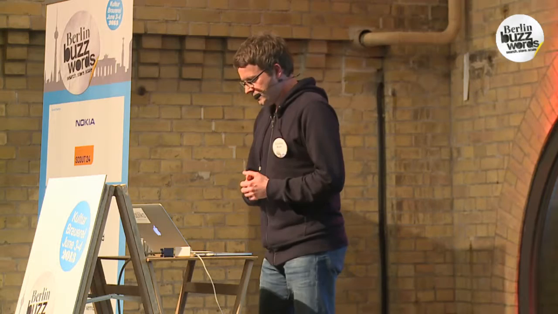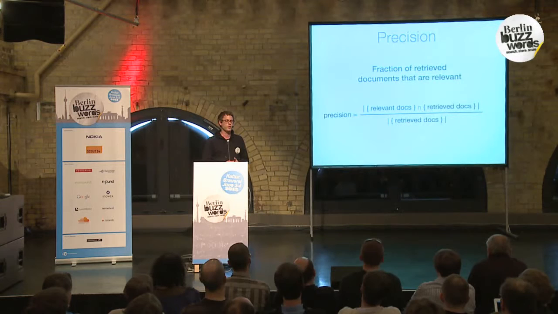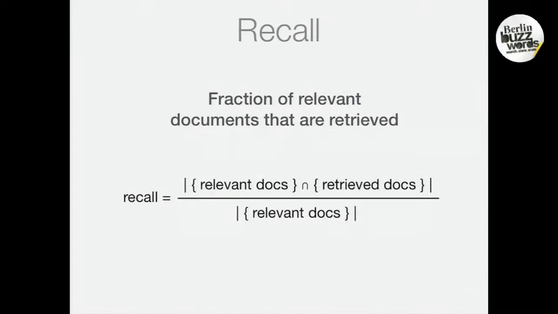So basically, for those who are not familiar, precision is the fraction of the retrieved documents that are relevant. So if you have a lot of irrelevant documents in your search result, you have a precision problem. Recall is the fraction of relevant documents that are retrieved. So if your search engine cannot find the documents that are relevant, then you have a recall issue.